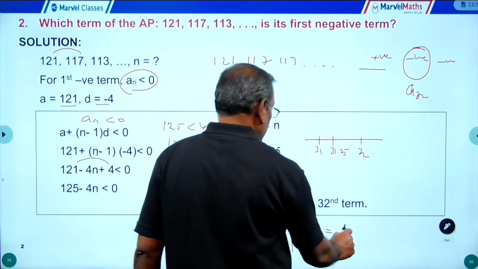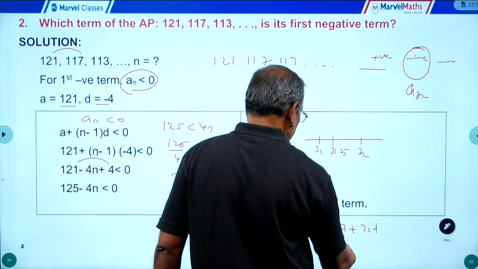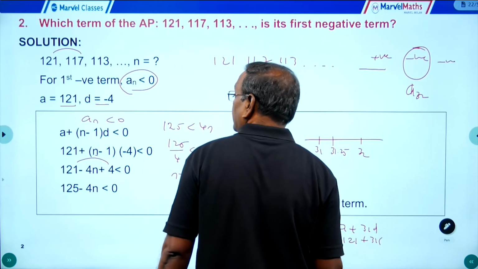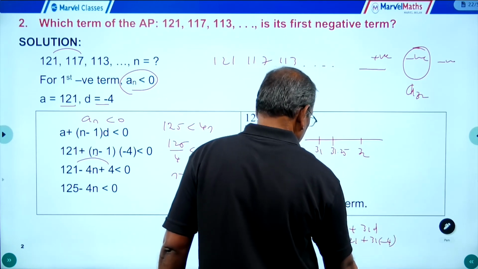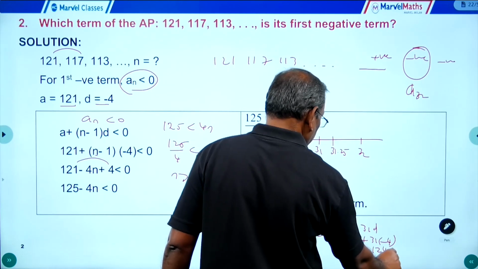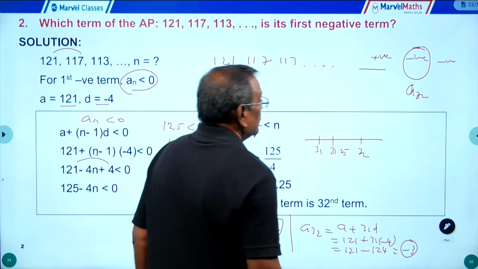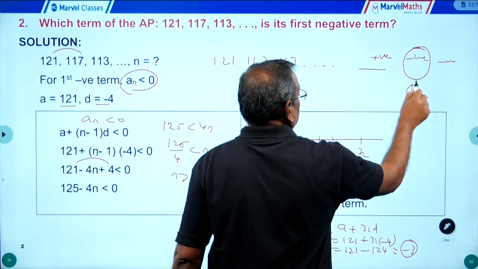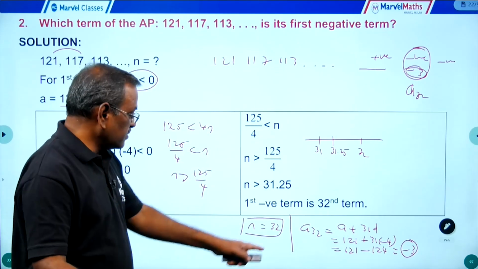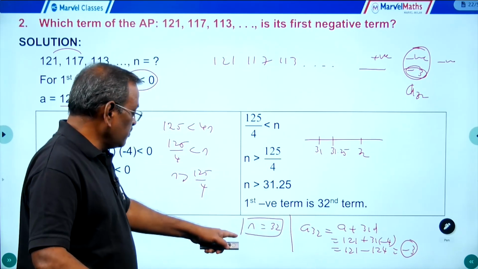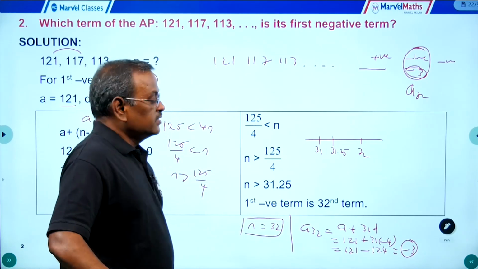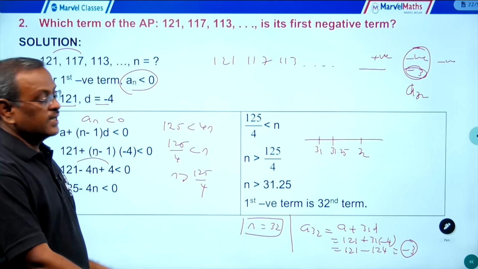So what is A32? A plus 31D, which is 121 plus 31 into D, minus 4, which is equal to 121 minus 124, minus 3. So the position of this term is 32 and the term is minus 3. So both are very tough questions, particularly this one. This one is only to find n; the other is, after finding n, to find the value of an. Okay, a very important concept.